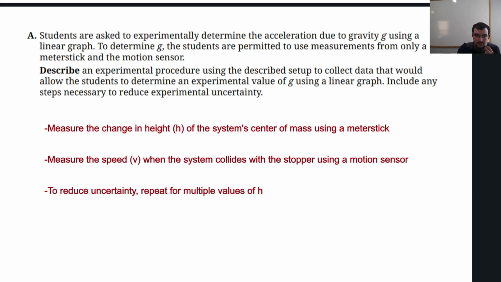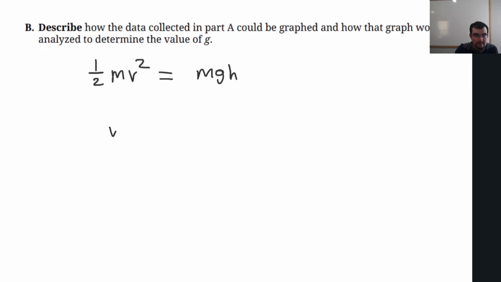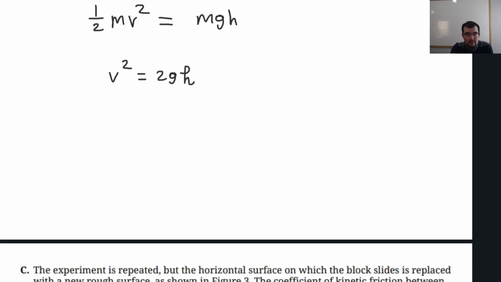Now we're going to describe how we analyze this with a linear graph to find g. This is once again just energy conservation. We use the fact that 1/2 mv squared at the bottom is equal to mgh at the top. So we'd get v squared is equal to 2gh. And now we just have to graph that because I have data of v and h.